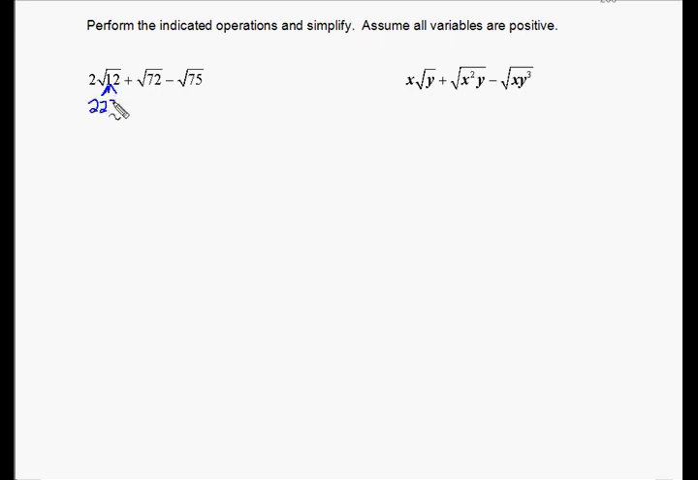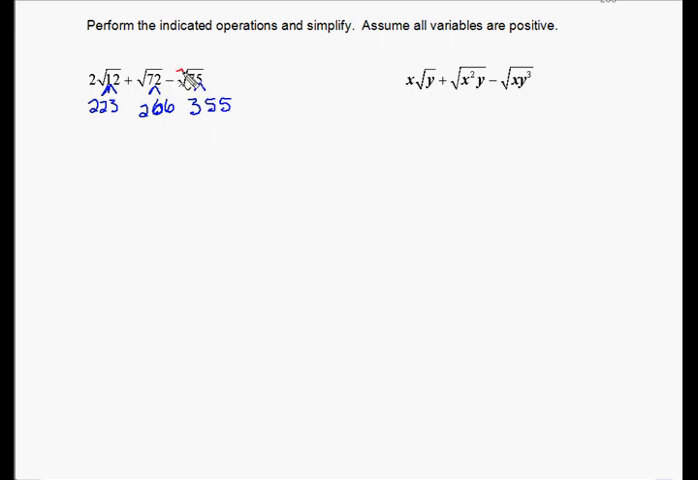2 times 2 times 3 is 12. 72 is 2 times 36, which is, well actually it's just 6 times 6. So 6 times 6 times 2 is 72. And 75 is 3 times 25, which is 5 times 5.